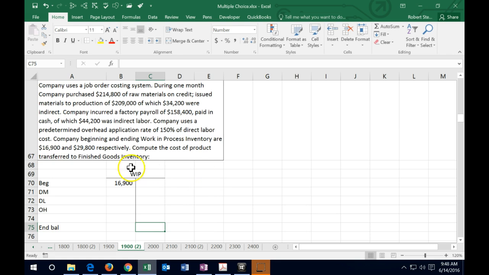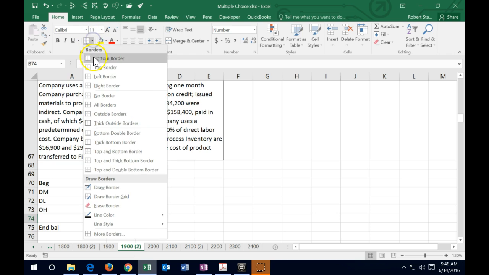So the ending balance is going to be this 29, and I'm going to make it a credit, or actually it's going to be a debit over here. It's going to be the 29,800. That's where we're going to end up. We can put a line under that if we want. We can say that's going to be our ending balance.